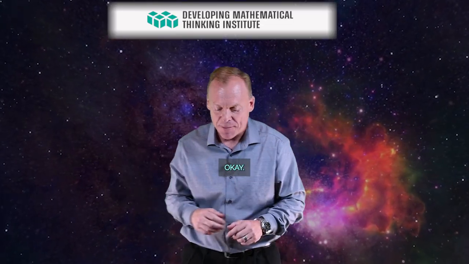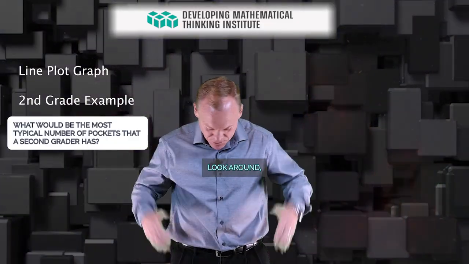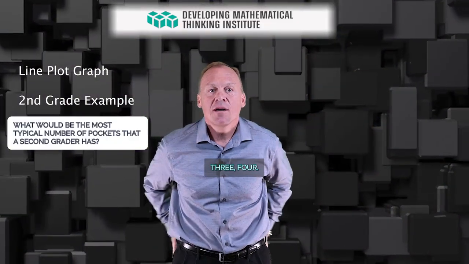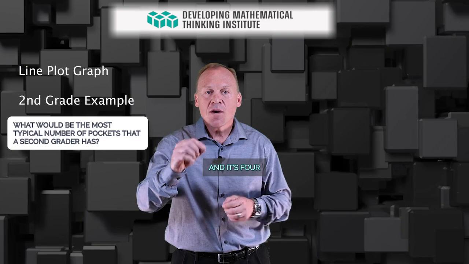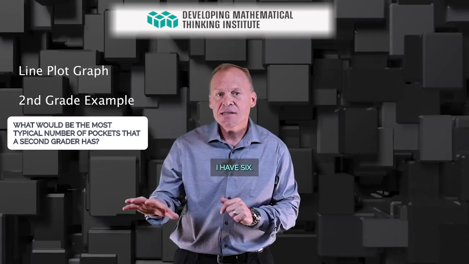Okay, let's jump in. One of my favorite ones for second grade is just asking the question, what would be the most typical number of pockets that a second grader has? So we can look around, go 1, 2, 3, 4. So my name, and it's 4. And then we can go around the room asking people, I have 3, I have 0, I have 6.